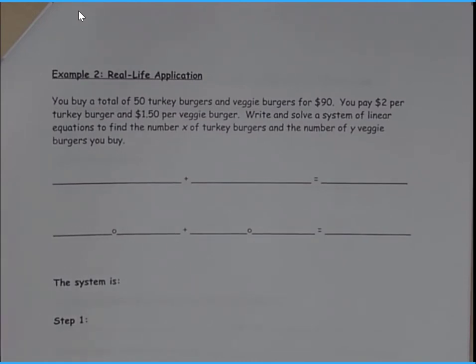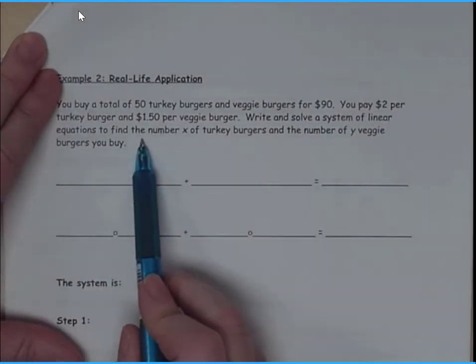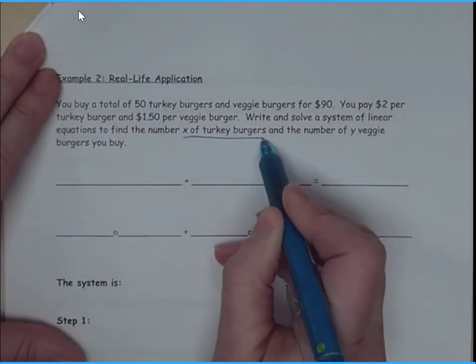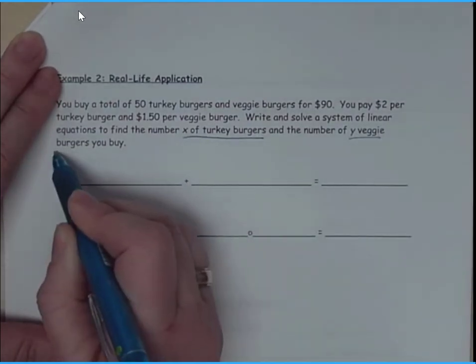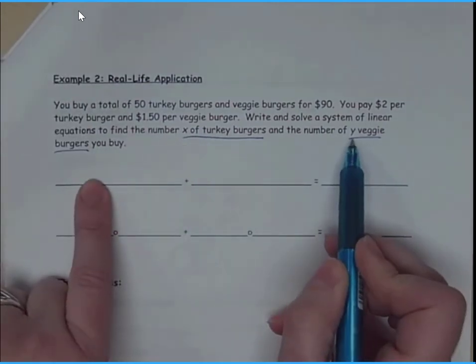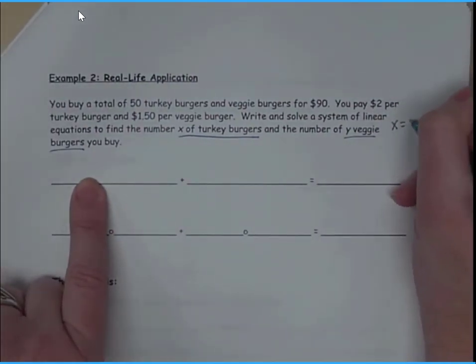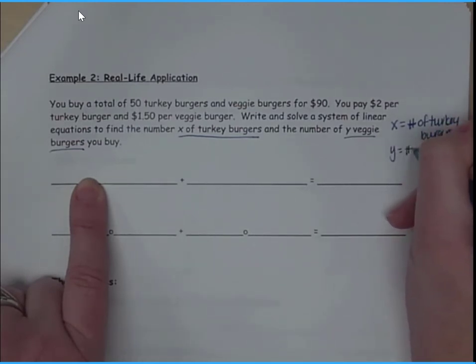All right, so when am I ever going to use this again? Well, you buy a total of 50 turkey burgers and veggie burgers for $90. You pay $2 for each turkey burger and $1.50 for each veggie burger. Write and solve a system of linear equations to find the number x of turkey burgers and y veggie burgers. So our variables are already defined here, but let's write that out. So x equals number of turkey burgers and y equals number of veggie burgers.